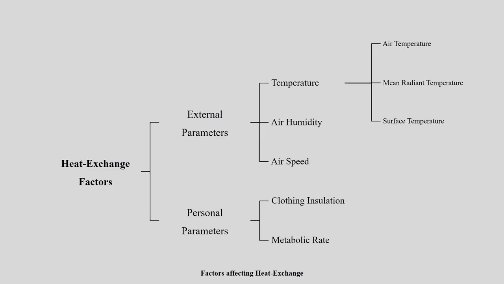Let us understand what factors need to be assessed for the heat exchange. This is the kind of flow chart where we can understand the factors which are going to affect the heat exchange: external parameters and personal parameters. If we talk about external parameters, definitely the temperature, the air humidity and air speed. First is the temperature of the air, of the surrounding environment. Second is air humidity, because thermal comfort is very much connected with the kind of humidity we have in the air.